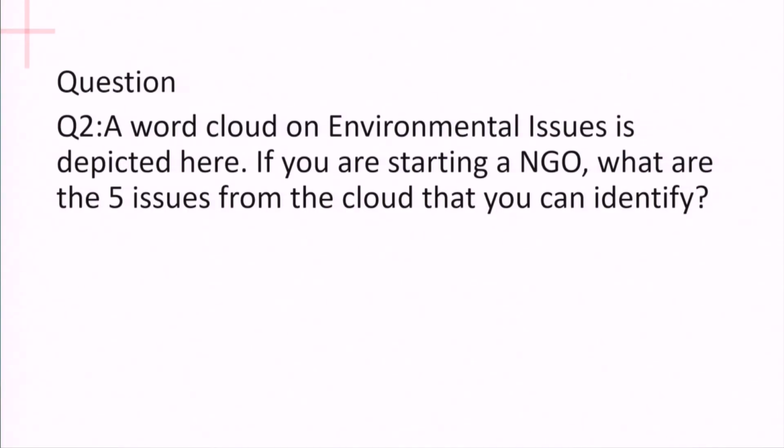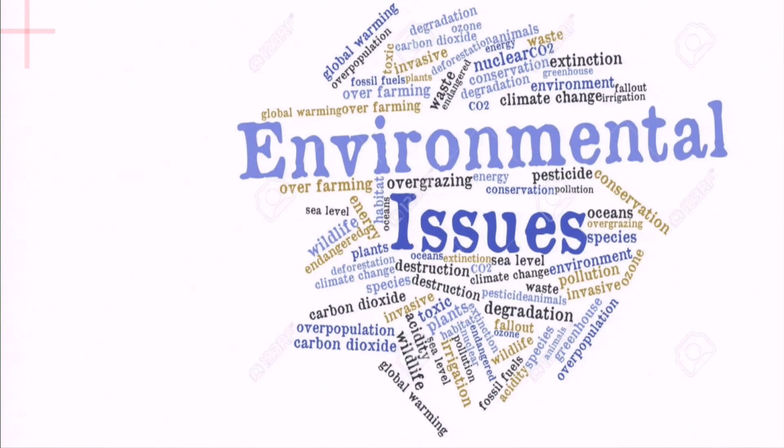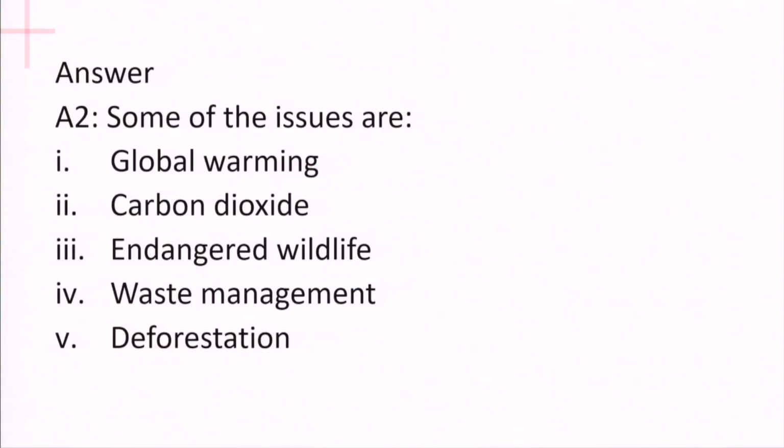Question 2. A word cloud on environmental issue is depicted here. If you are starting an NGO, what are the 5 major issues from the cloud that you can identify? So, the cloud gives all the issues related to environmental issues. So, from these words we can identify global warming is an issue, carbon dioxide, endangered wildlife, waste management, deforestation as some of the issues that can be taken up by the NGO for protecting the environment.